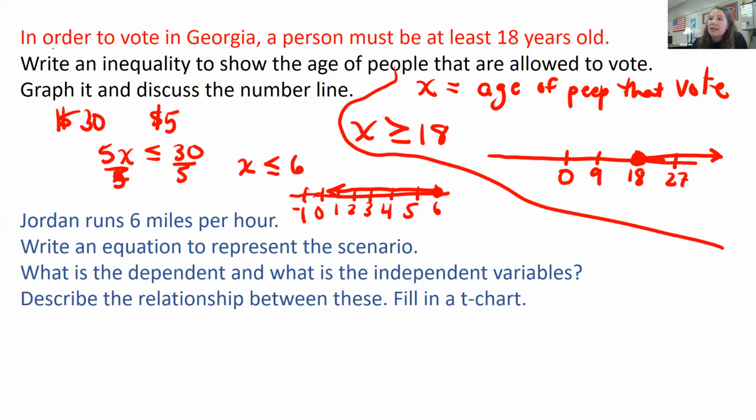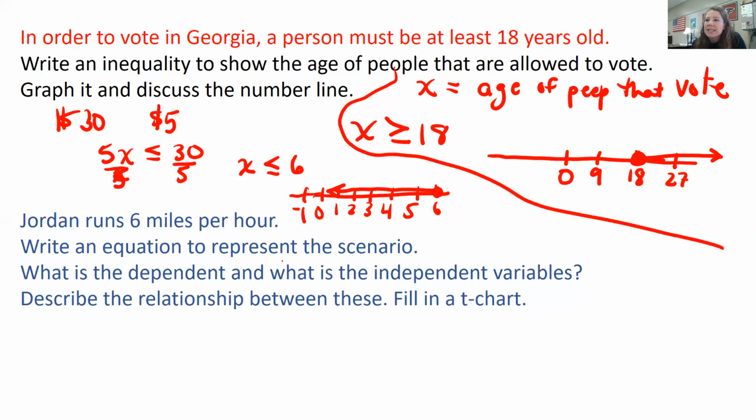Same thing with number of candy bars I could buy. My number line makes sense between the numbers of 6 and 0 because I can buy that many candy bars, but I'm not allowed to buy negative candy bars. There's no such thing, right? So anyway, just think about that. If you ever have to graph an inequality and discuss it, you need to think about things like that.